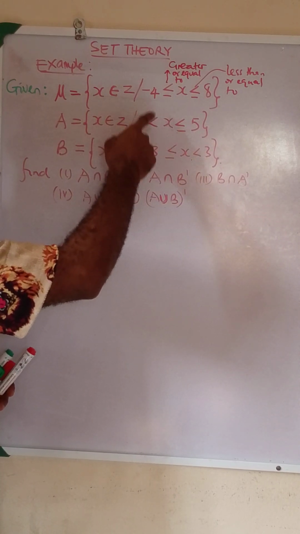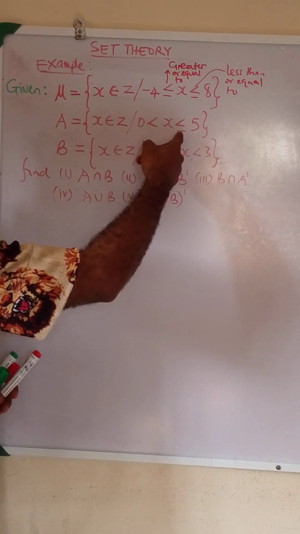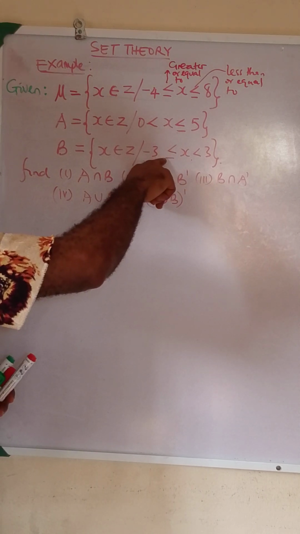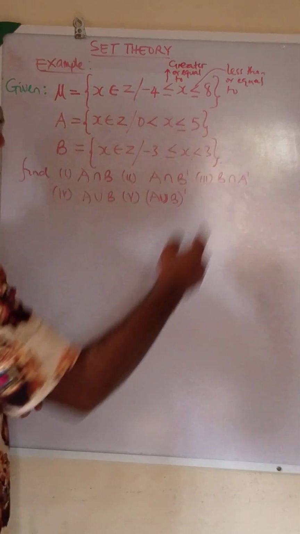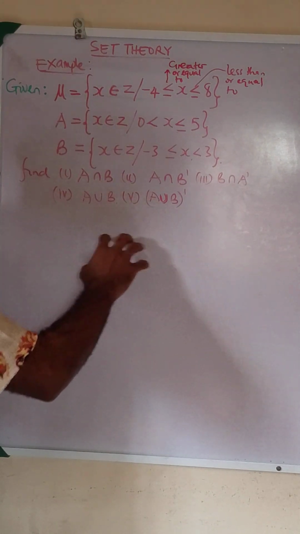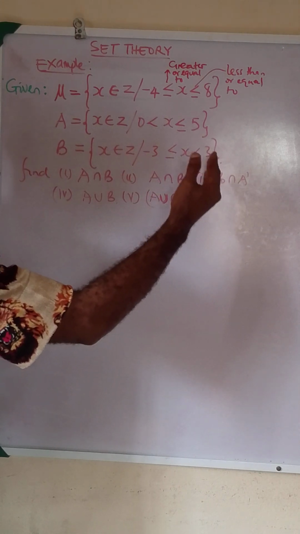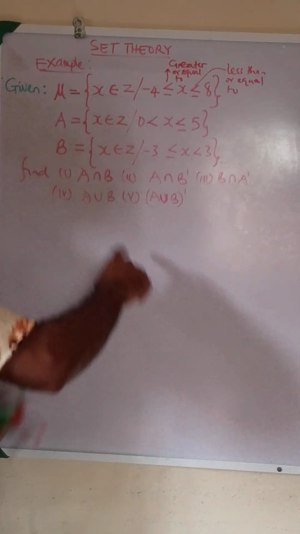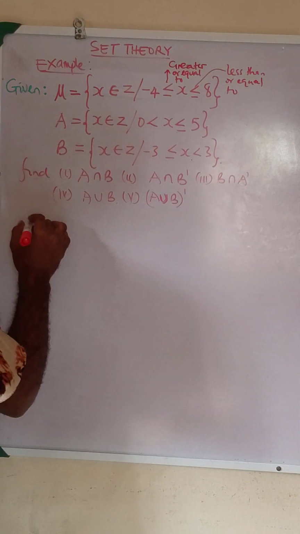The same thing applies here. We are told that X is greater than 0 and less than or equal to 5, and here we have that X is greater than or equal to -3 and less than 3. So we are going to be interpreting this, and then when we are done bringing out these values, we can now find our A intersection B, A intersection B prime, B intersection A prime, A union B, and A union B, all brackets prime. And so let's bring out the values of universal set.